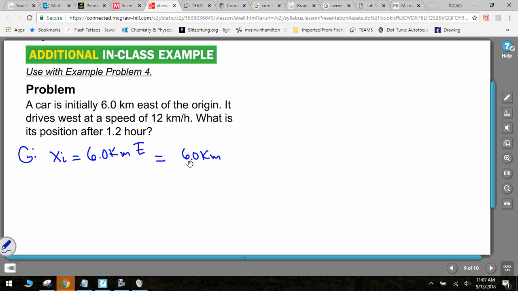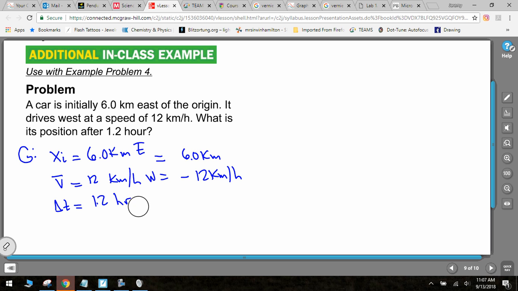That's right, velocity. So my V bar is going to be 12 kilometers per hour to the west. And west tells us that it's actually a negative 12 kilometers per hour. And the last thing it gave us was the amount of time it took, which was 1.2 hours. Our unknown is what is its position after 1.2 hours?